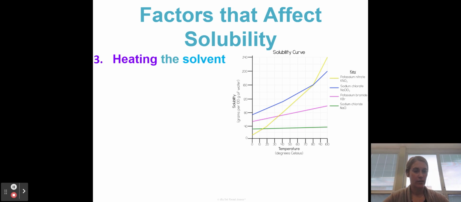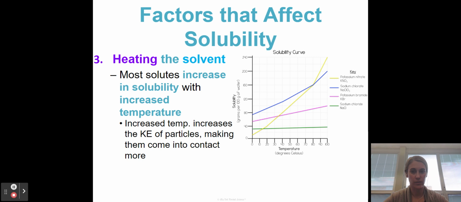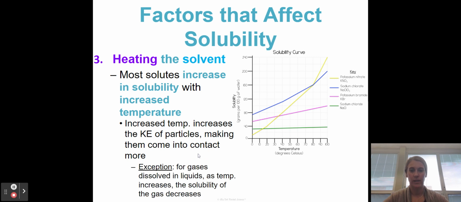You could heat the solvent, so that will increase the kinetic energy as well. Most solutes increase in solubility with increased temperature. Sometimes they don't, depending on what type they are, but most of the time. And KE stands for kinetic energy. Now, we're talking about solids here. If you're talking about gases, that would not apply. If you heat the gas, it's actually going to go the opposite way, it's going to decrease the solubility.